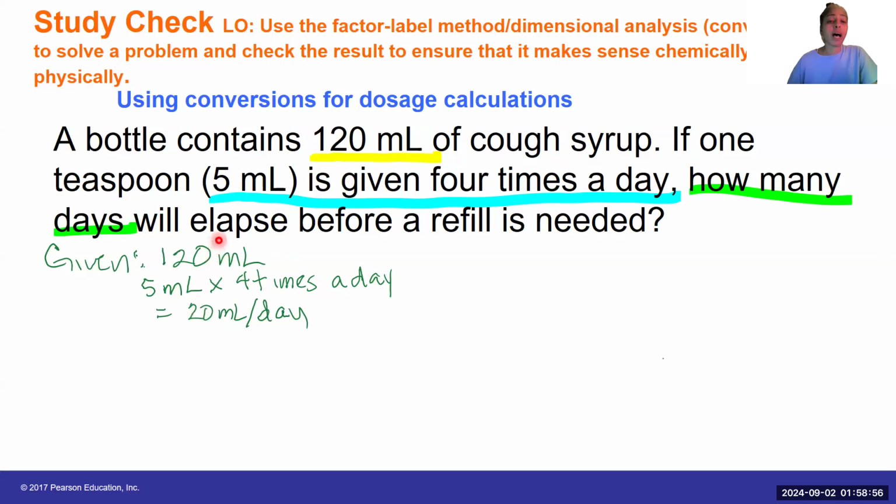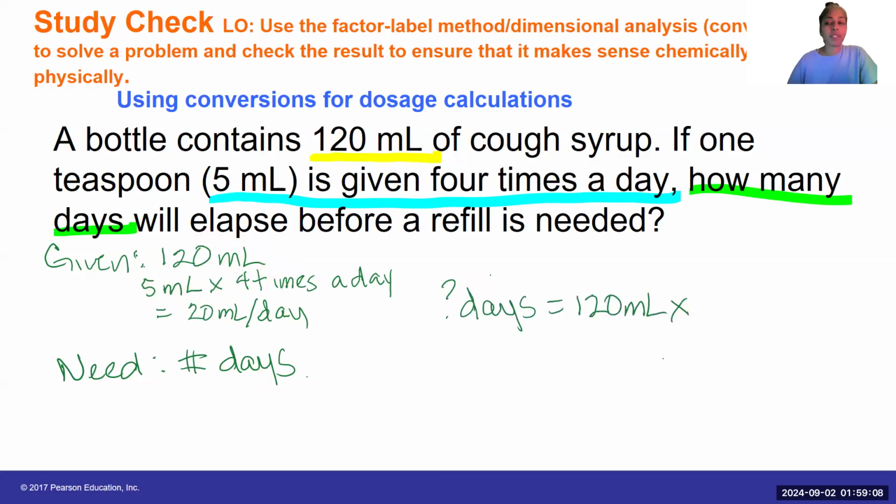We want to know how long will it be before we need a refill? That's the number of days. So how many days? We're starting with our given value, which is 120. So if it's 120 milliliters times 1 day divided by 20 milliliters, that's our conversion factor, right? 20 milliliters is used in 1 day, then 1 day per 20 milliliters gives us 6 days. In 6 days, we would need a refill.